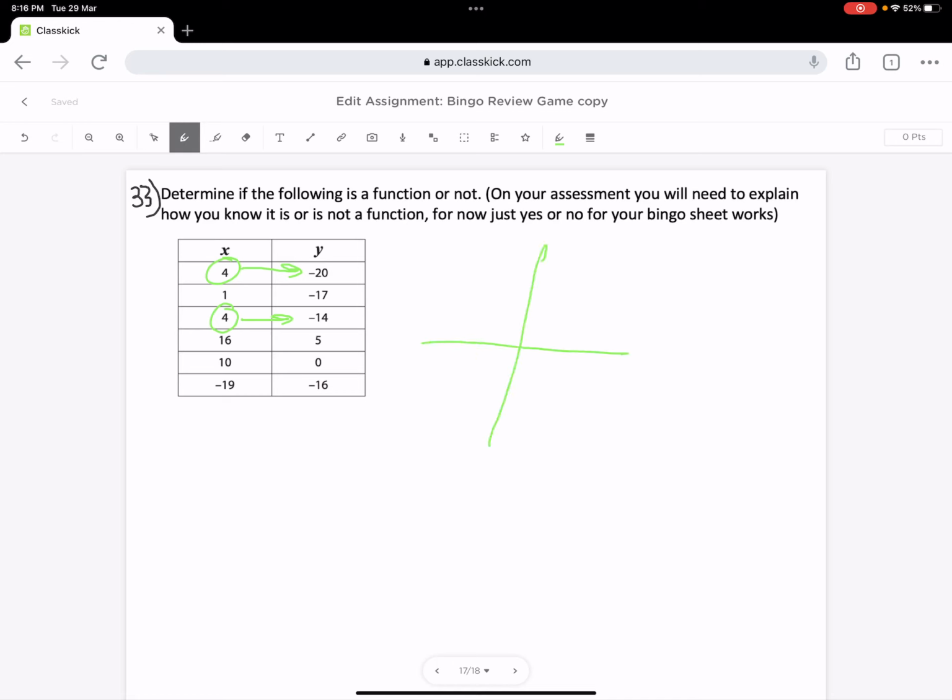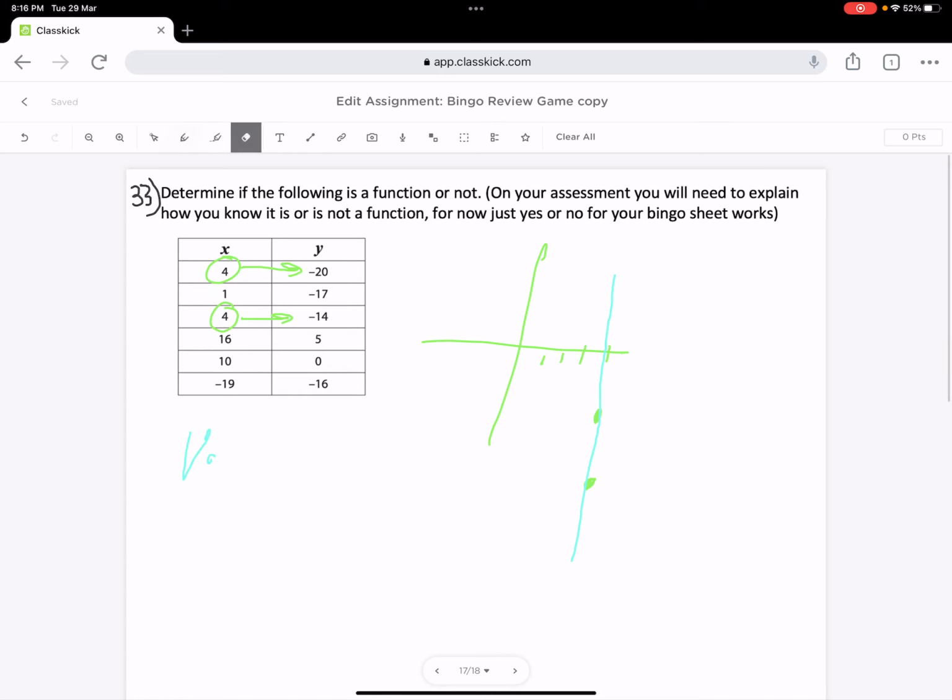If I were to sketch this real quick, 4 and negative 20 would have a point there, and then 4 and negative 14 would have a point there. That would fail the vertical line test. So no, it is not a function. Our reasoning would be that we have one input that gives us two different outputs. That's all that you need to do to explain it.